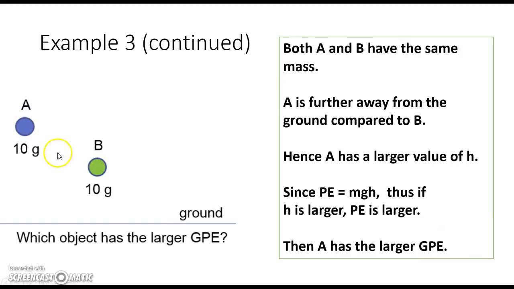Now here I have two masses, A and B, and they have the same mass, but A is at a larger height than B. Or A is further away from the ground compared to B, so that means that A has a larger value of h. With the same reasoning, the mass is the same, g is always the same at 10. So if h is larger, then the potential energy must be larger as well. We do not need to perform any calculations. We can straight away see that A has a larger gravitational potential energy simply because it is further away from the ground.